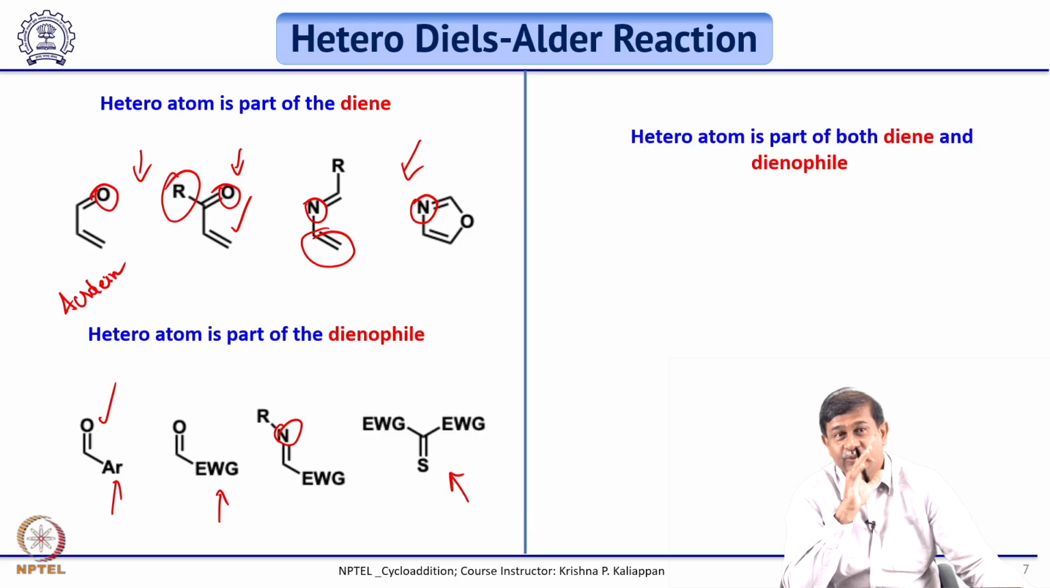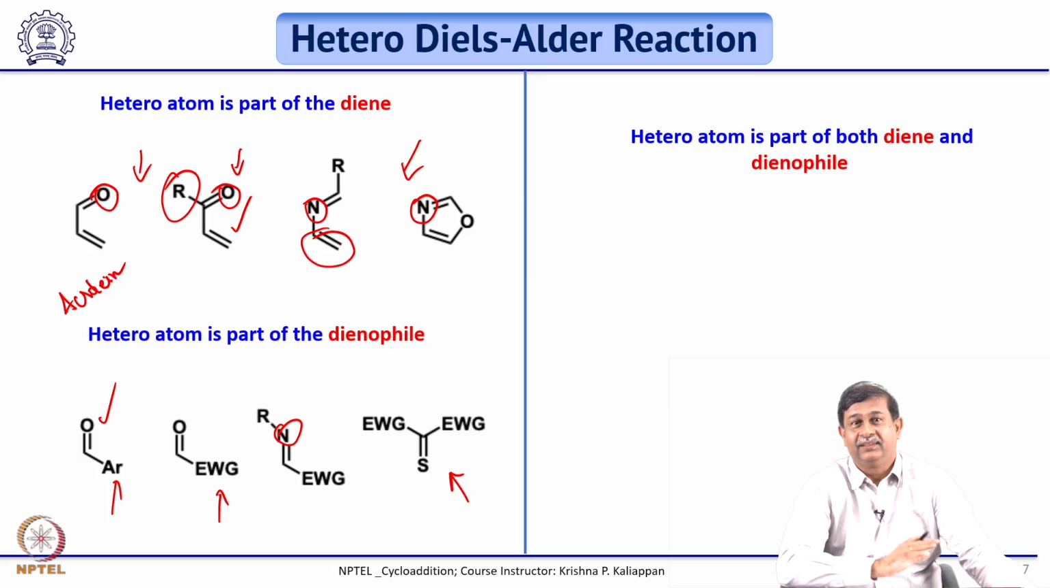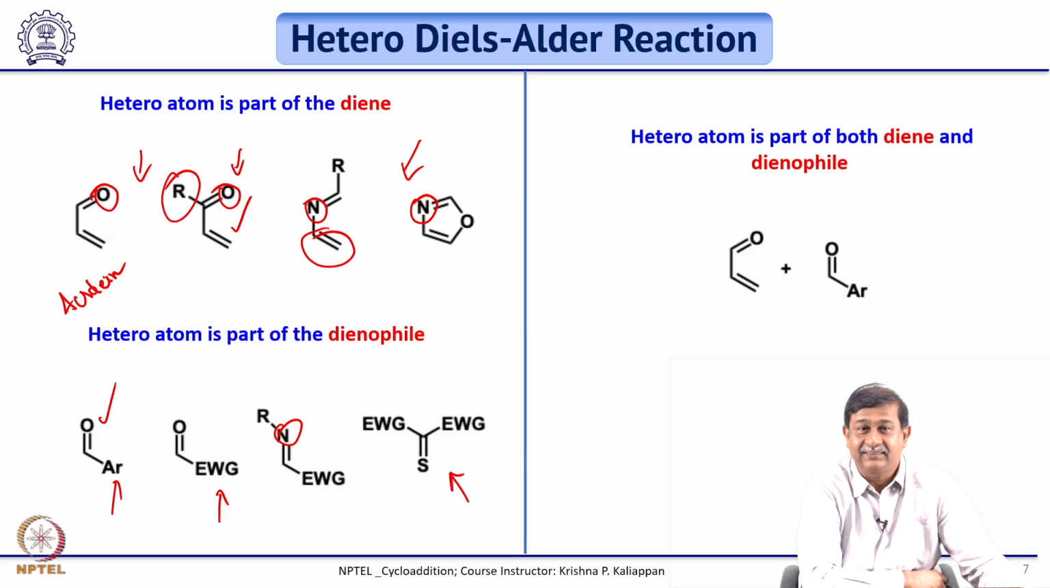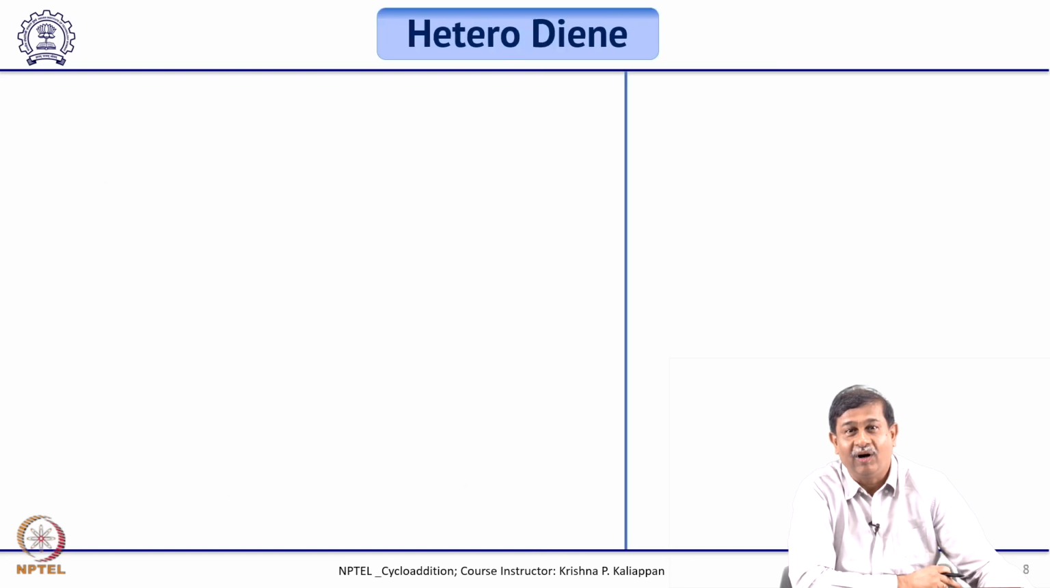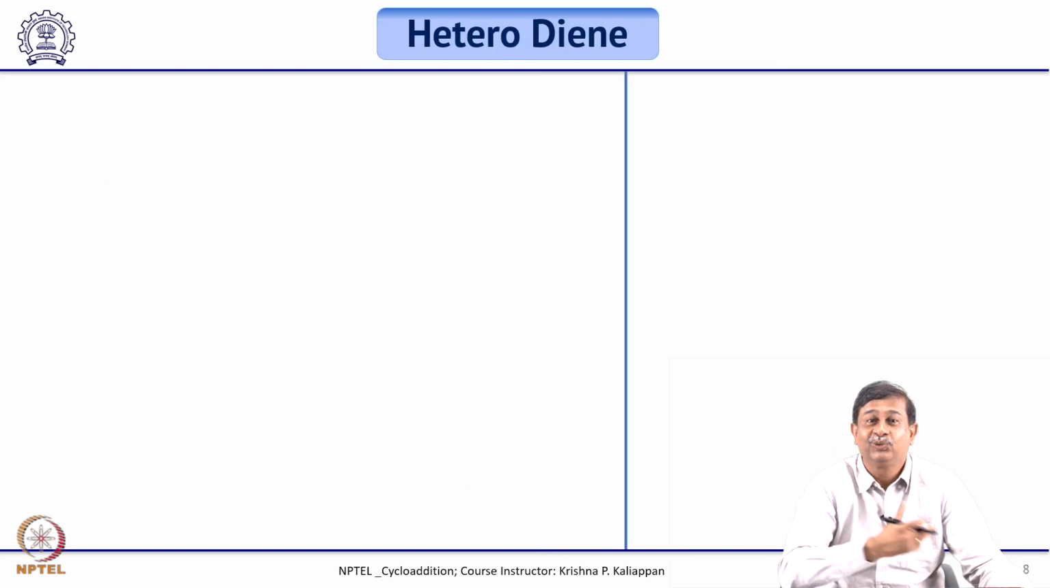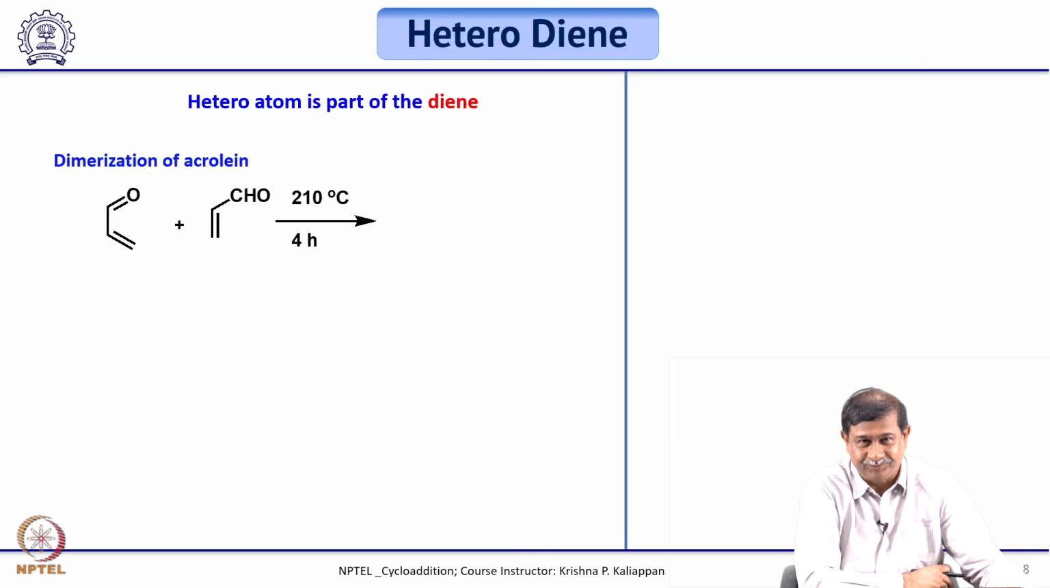Sometimes you will see hetero Diels-Alder reaction where the diene as well as dienophile have heteroatoms. Okay. So, then this reaction will have at the end a 6-membered ring with 2 oxygen atoms or 2 heteroatoms. Okay. So, let us start with heterodiene.